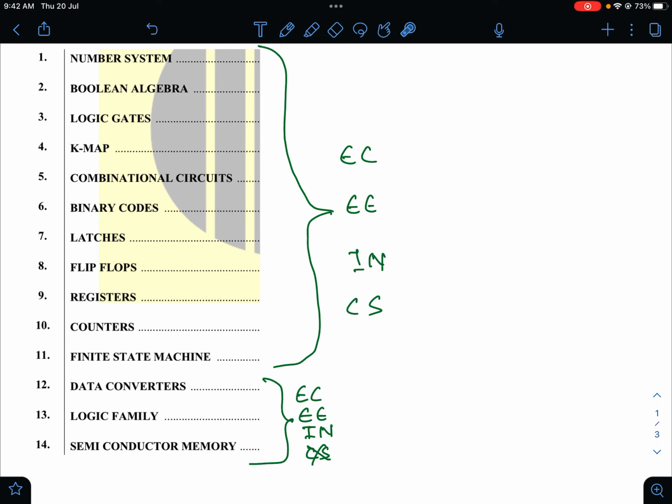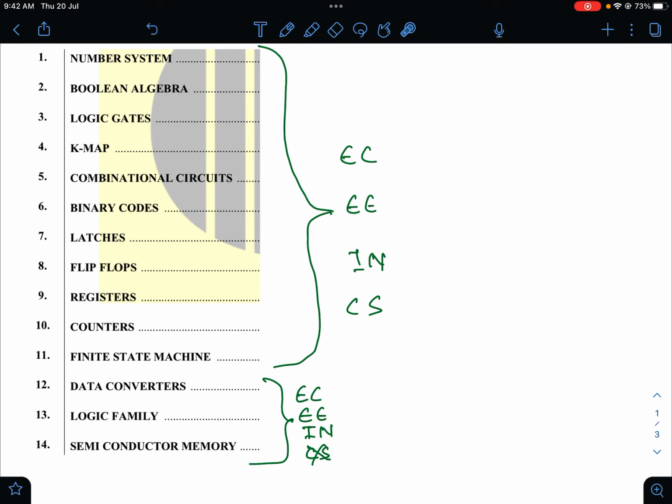Students, digital is a common subject in electronics, electrical, instrumentation, and computer science branch. So this discussion which I am making is by considering all the 4 branches. Although if you see the GATE syllabus from the website, the syllabus is given in the form of a paragraph. But I have bifurcated the entire syllabus into 14 topics. So these 14 topics cover each and every point of the syllabus which is prescribed by GATE in all the 4 streams.